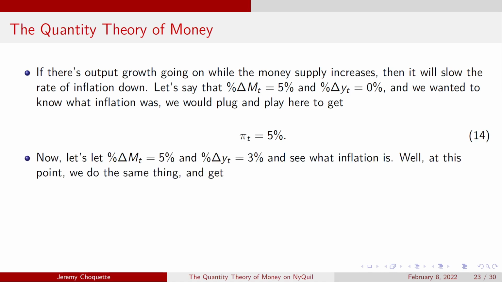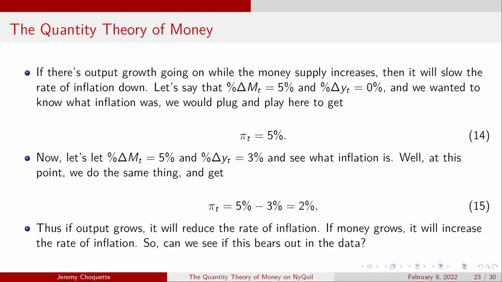But now let's let growth rate in the money supply be equal to 5%. Growth rate in output be equal to 3%. Well, what's inflation going to be equal to now? At this point, we do the same thing. We plug everything into the quantity theory of money equation in terms of the percent changes, and we get something a little different. We get 5% minus 3% equals 2%. So if we get a change in output, it's going to reduce the rate of inflation. If money grows, it increases the rate of inflation, but if output grows as a result of this change in money growth, then the rate of inflation is going to decrease a little bit.